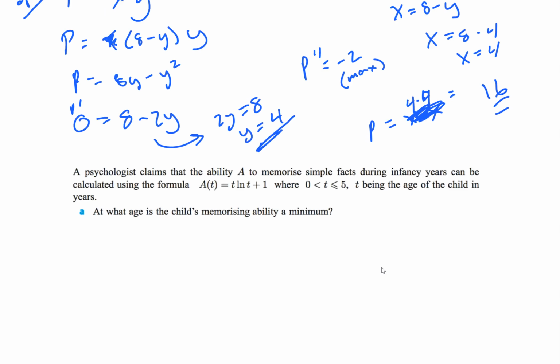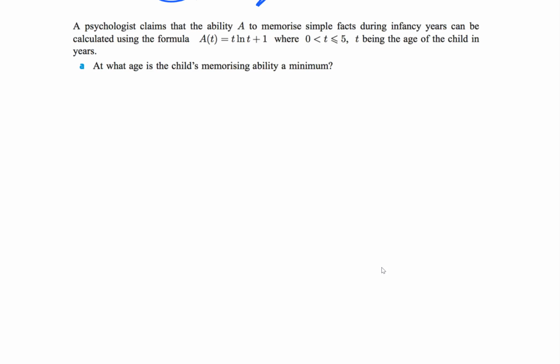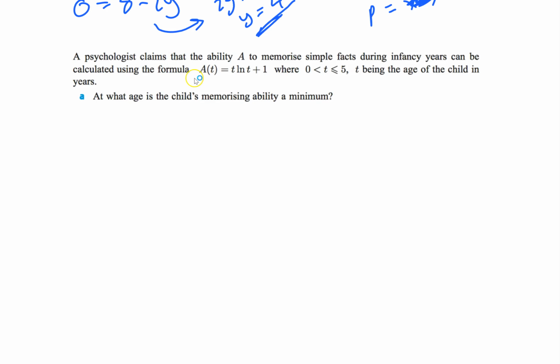This one is a little different now. A psychologist claims the ability to memorize simple facts during infancy years can be calculated by the formula A of t equals t natural log of t plus 1, where t is between 0 and 5, so kids are between 0 and 5 years old, being the age of the child in years. So what's different about this one? It has limits, it has endpoints.